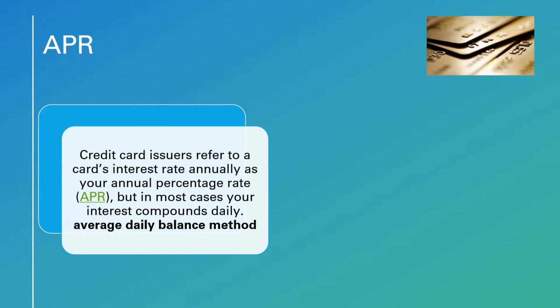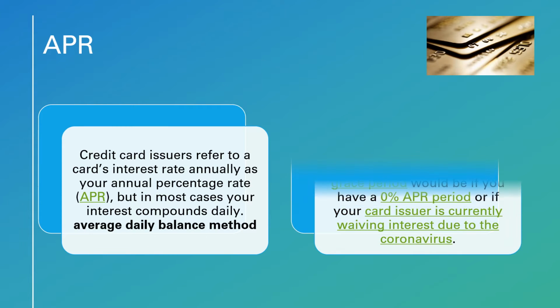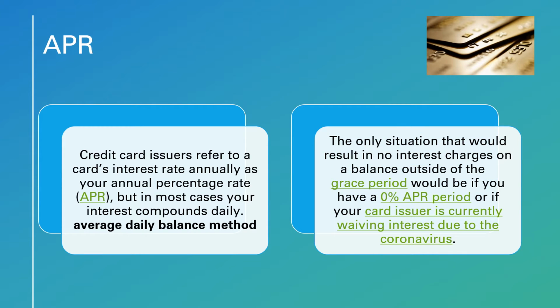The credit card issuers refer to a card's interest rate annually as your annual percentage rate, APR, but in most cases the interest is compounded daily, and hence it is just an average daily balance method. The only situation that would result in no interest charges on the balance outside of the grace period is if we have a 0% APR period or if our card issuer is currently waiving interest due to the coronavirus.